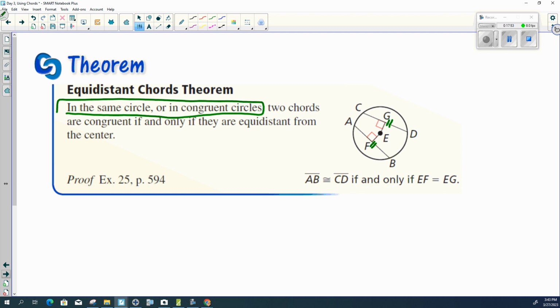So this and this would have to be the same as well. And remember, if and only if, I could go the other way around. So I could start with if EF is equal to EG, so these distances, if they are equal, then AB, the whole chord, is congruent to CD. And congruent means they're the same measure in a different location. So push pause while everybody writes that.